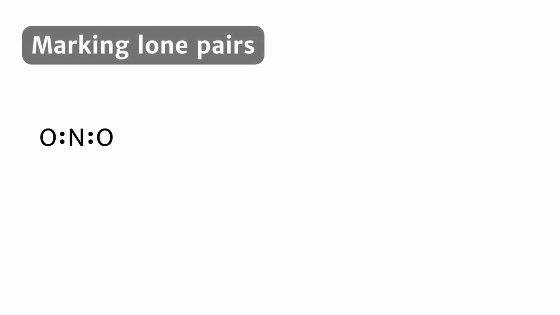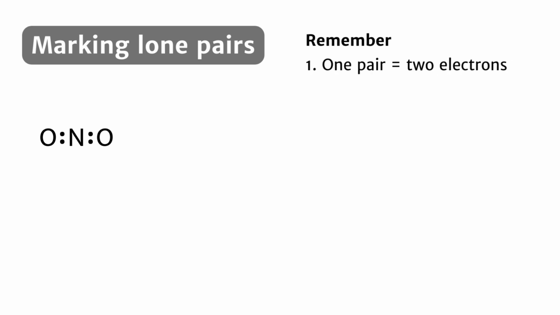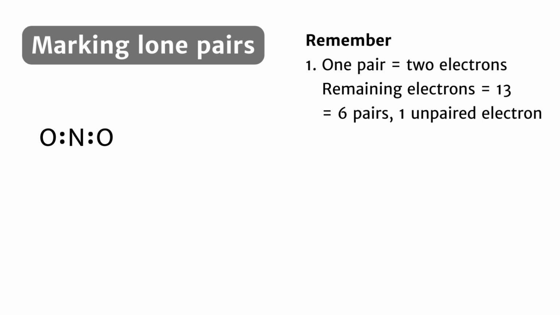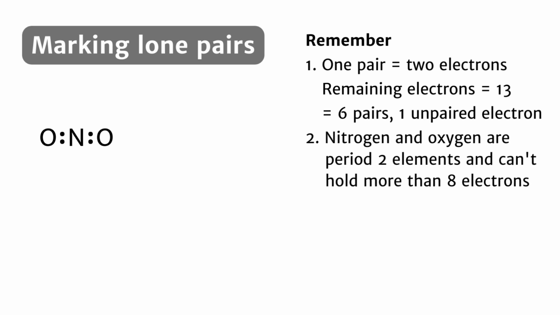Lone pairs consist of electron pairs not involved in chemical bonding, with each pair comprising 2 electrons. With 13 electrons remaining, we will mark 6 electron pairs from 12 electrons, and the remaining 1 electron can be marked as an unpaired electron on the structure. Additionally, it's essential to note that both nitrogen and oxygen are period 2 elements, limiting them to holding a maximum of 8 electrons in their valence shell.